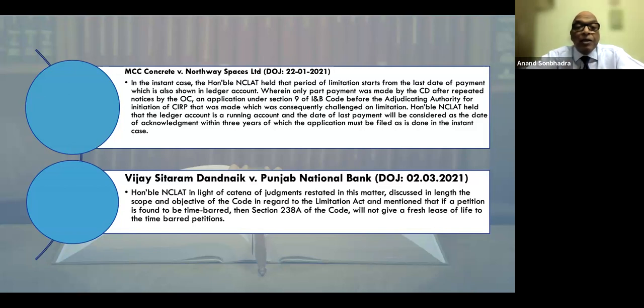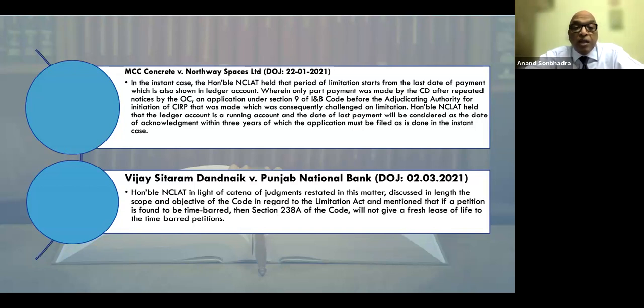Honorable NCLAT held that the ledger account is a running account and the date of last payment will be considered the date of acknowledgement, within 3 years of which the application must be filed, as is done in the instant case. The same acknowledgement is valid as long as it is given within the limitation period. Entry in the ledger of the corporate debtor is also an acknowledgement, and the last date of payment has been entered there. So from the date of that entry, the 3 years period is counted.